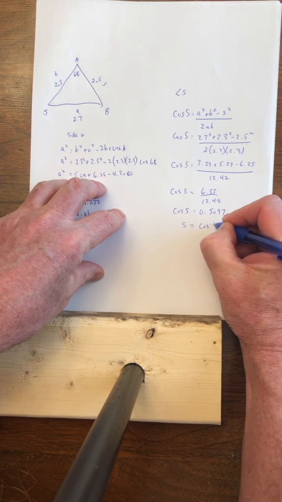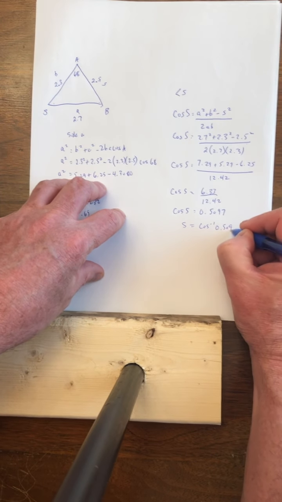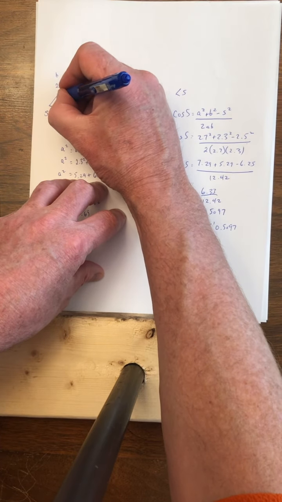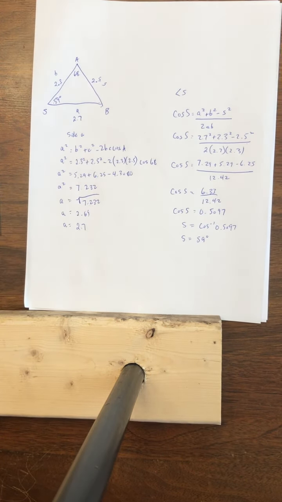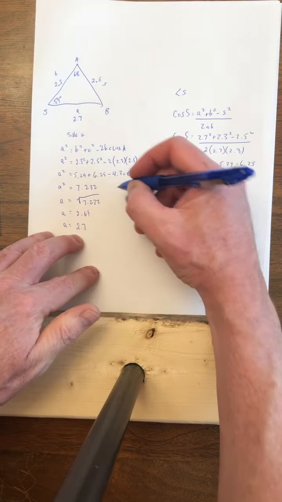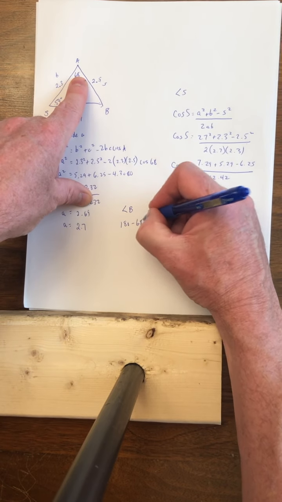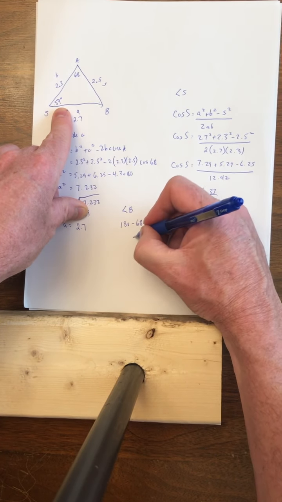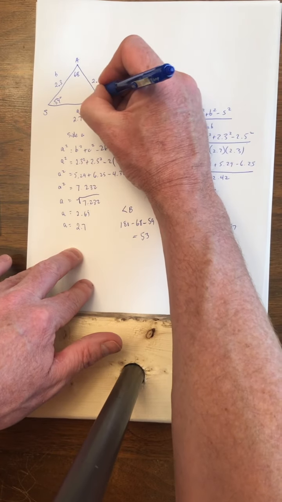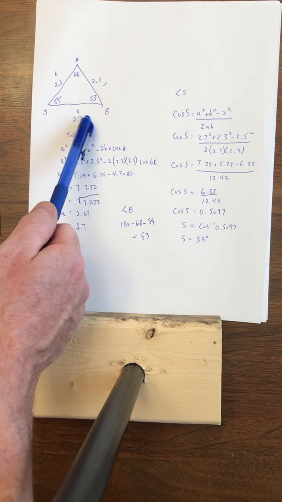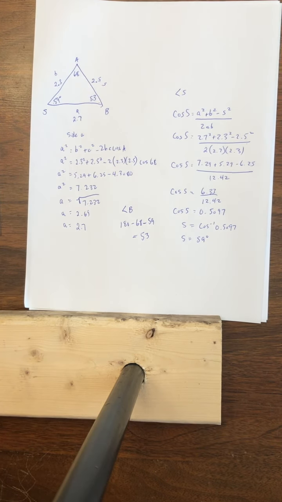S would be the inverse function of cosine. And we get 59 degrees. In order to get B, we can use our formula again, or we can just do it more easily. And we'll use our 180 rule, 180 minus 68 degrees, minus 59 degrees, and we get 53 degrees. So we've solved the entire triangle. We have all 3 sides, we have all 3 angles, and I think we're done.